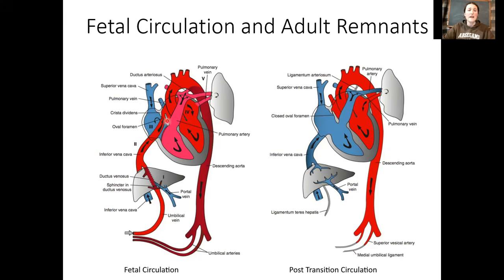And one of those ways is there is a hole in the interatrial septum. So the wall between the two atria, the right and the left atrium. And so this oxygenated blood that has just interacted with mom's blood way over here can go right from the right atrium directly into the left atrium. Okay, from the left atrium down to the left ventricle, up and out the aorta and to the rest of the body.